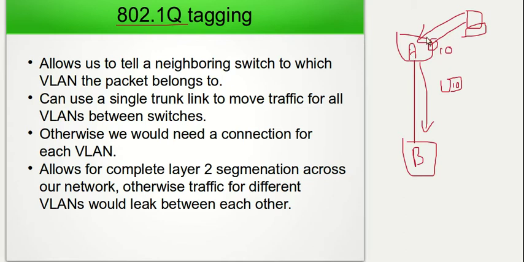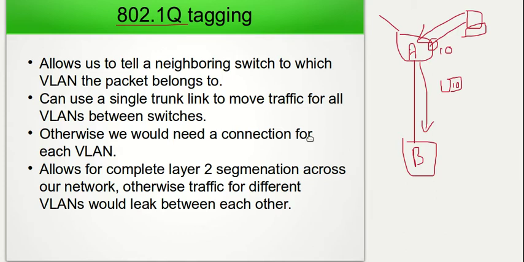So if this frame was going to another device on the same switch, no problem. But when this frame is going to a device that resides in VLAN 10 but on a different switch, switch A has to have some way of telling switch B that this frame is only destined for a device in VLAN 10, and it does this by adding on a tag. So 802.1q defines the frame format for packets that travel over a trunk link.